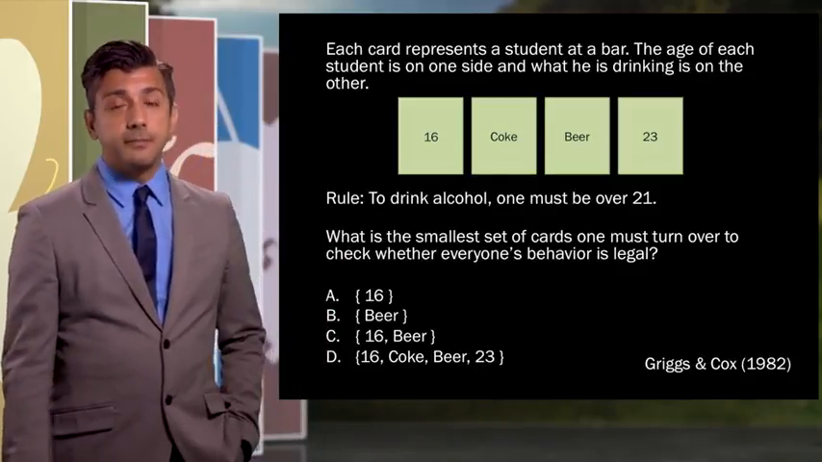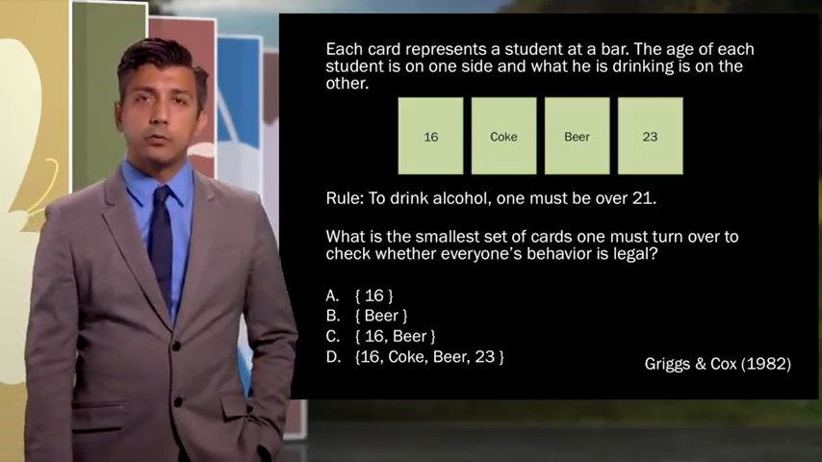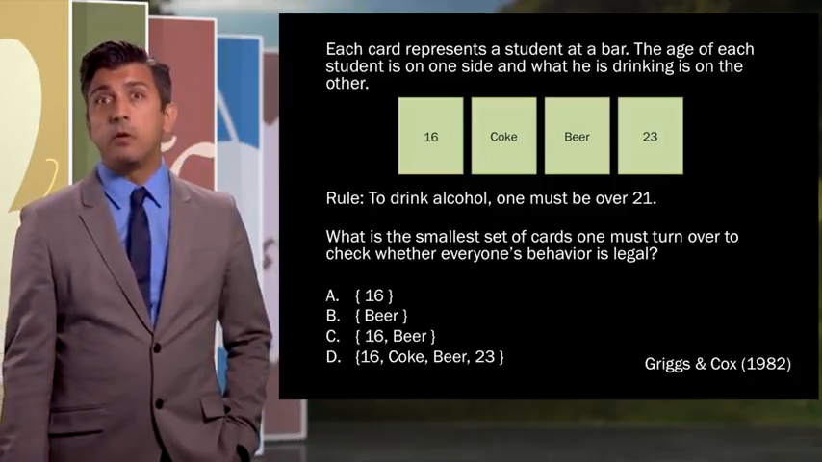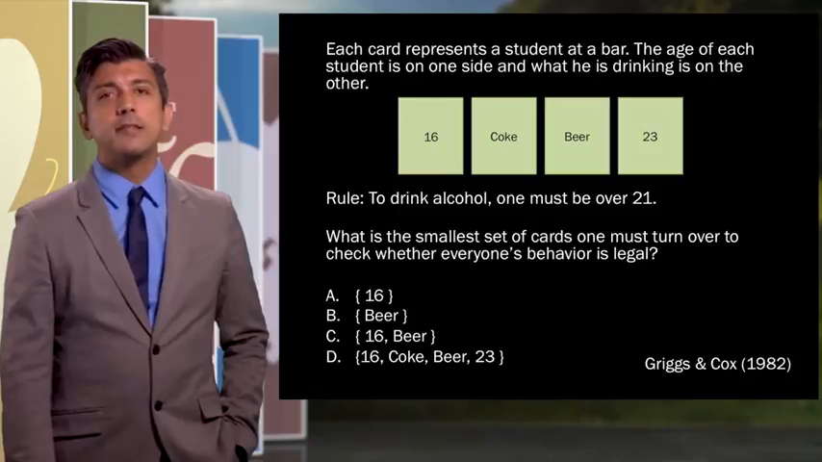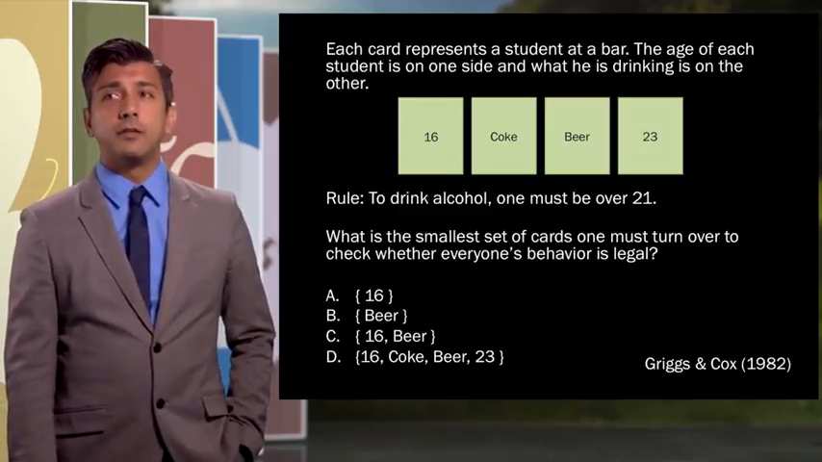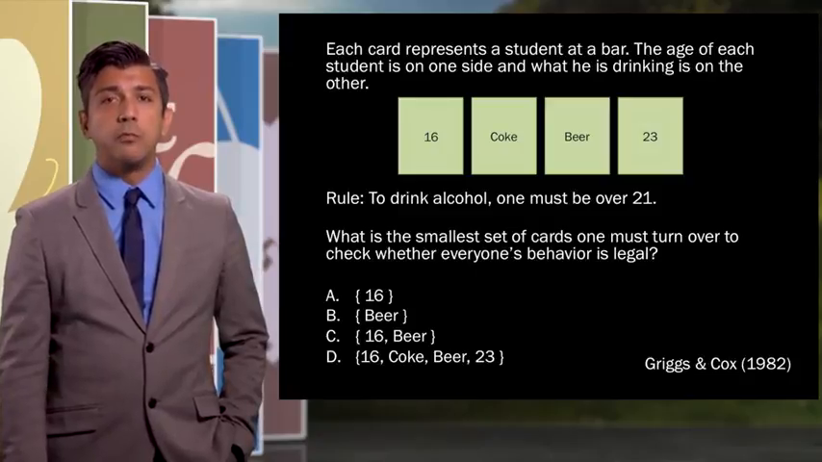Again, we're concerned that some students are violating the rule, and so we want to ID them. And we also want to be efficient. So what is the minimum number of students that we must ID to verify that the rule is being followed? And which ones?